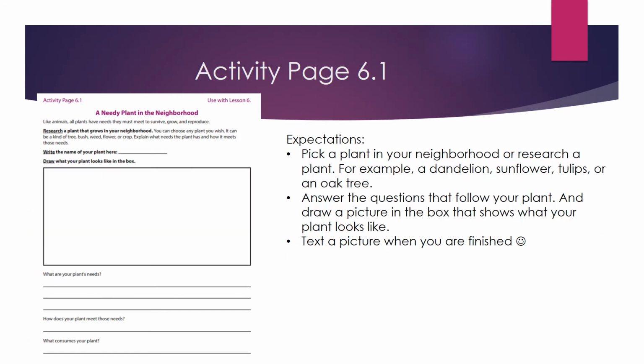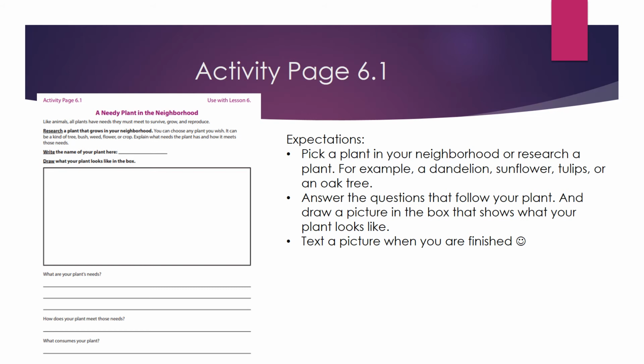Alright, that was it for Chapter 5. So here is activity page 6.1. In this activity page, it says a needy plant in the neighborhood. Directions. Like animals, all plants have needs they must meet to survive, grow, and reproduce.